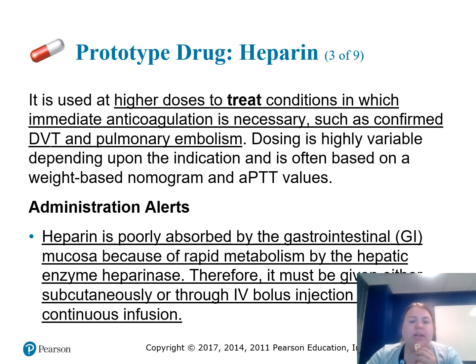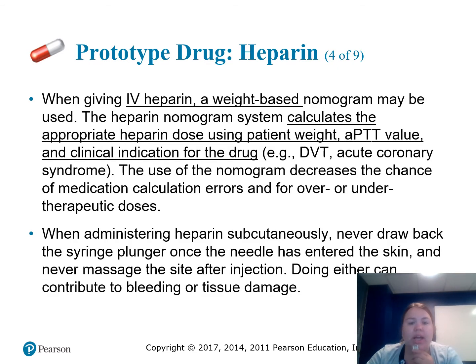PE. Heparin is poorly absorbed by the GI tract, the GI mucosa, because of the rapid metabolism by the hepatic enzyme. Now, it can be given either subcutaneous or IV injection, which can be a continuous infusion. Like we talked about, if you're giving an IV, it's going to be weight-based. They're going to be looking at the APTT value and the patient's weight, and that's how they're going to calculate how much heparin they can be giving. Now, when you're in the hospital setting, they'll have a protocol where you and another nurse are going to have to do a double check on this and make sure there's no medication errors.